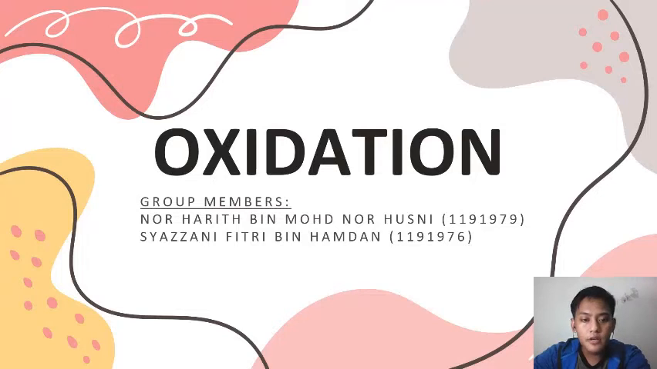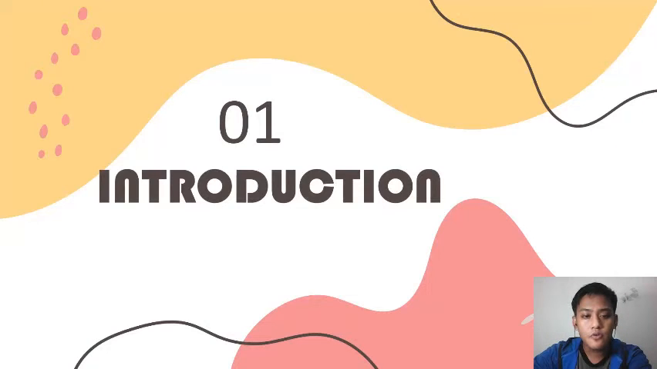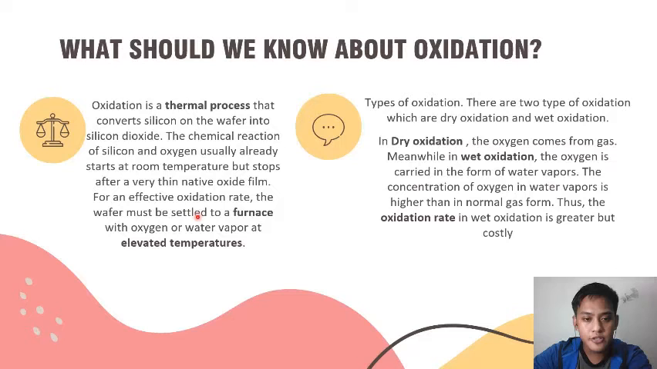Today our group, which consists of me, Harith, Muhammad Husni, and my friend Syazzani, will present about oxidation. For the table of contents, there are 5 parts, which are introduction, animation flowchart, program source code, variable calculations, and conclusion. So for the introduction, what should we know about oxidation?